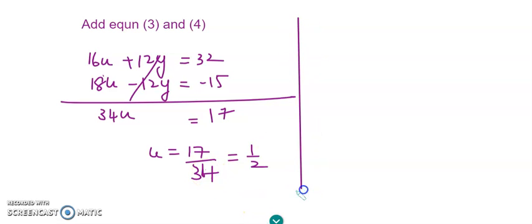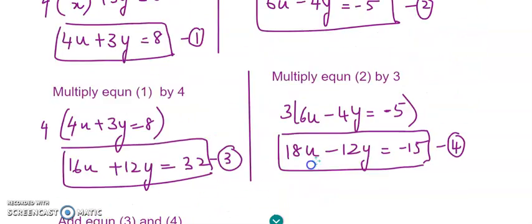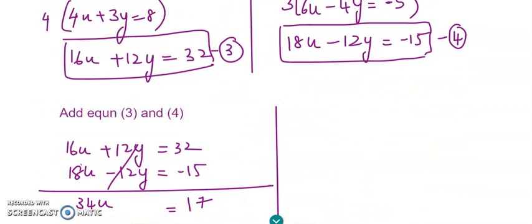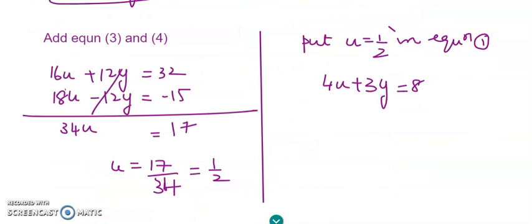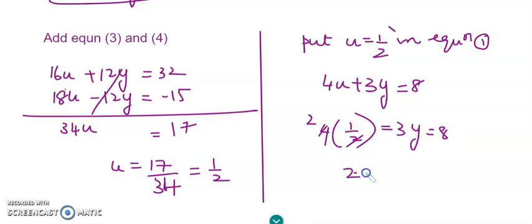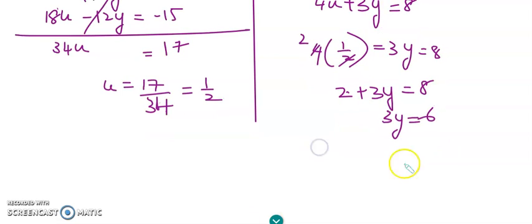Now we'll substitute this in any one of the equations to get which one? y. So let's take the first equation. Put u equals half in equation 1. My equation is 4u plus 3y equals 8. Let me put u as half. This will change as 2. So 2 plus 3y equals 8, 3y equals 8 minus 2, which is 6. So y equals 6 divided by 3, which is 2.